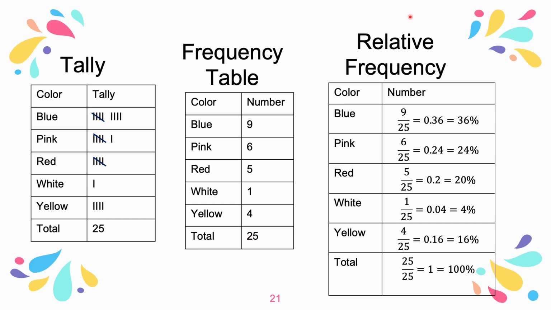Then we calculate the relative frequency. What percentage of students chose each color? So right here, it would be 9 out of the total, which is 25. And notice that, again, it should add up to 100%, or a proportion of 1. Now, this helps us compare categories a little more easily.